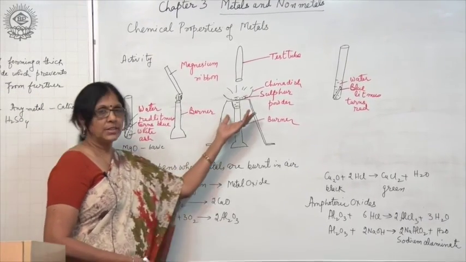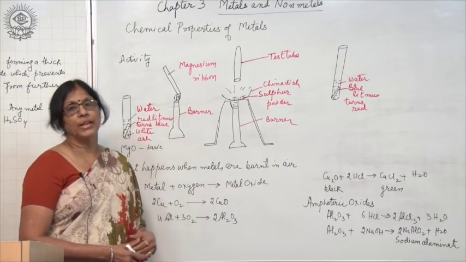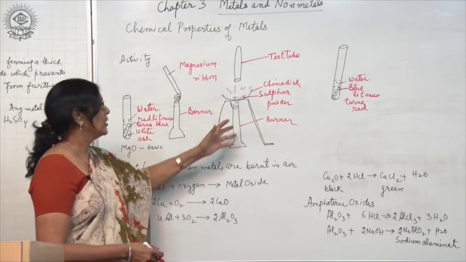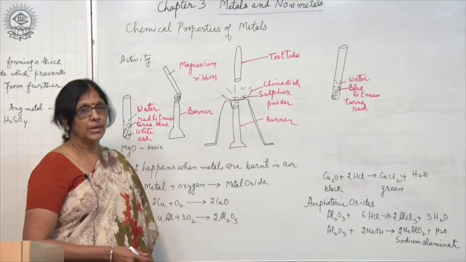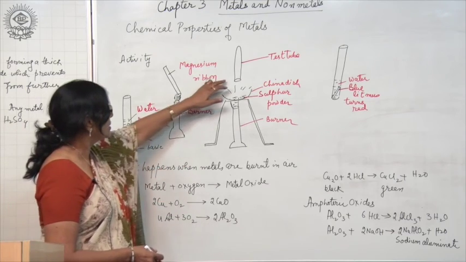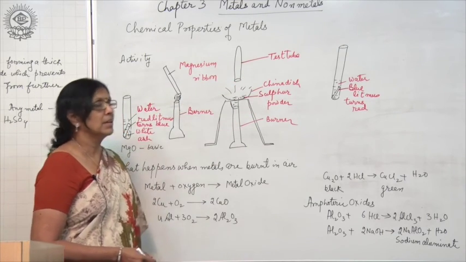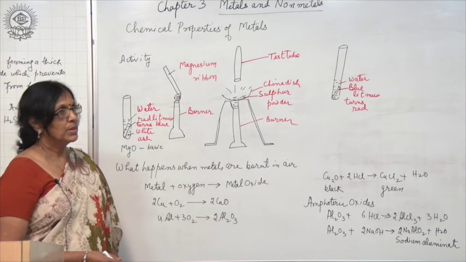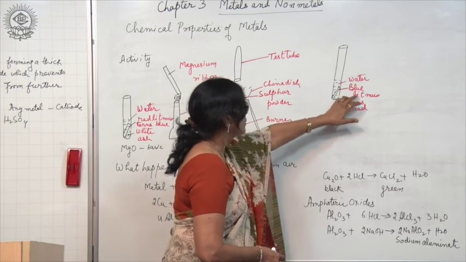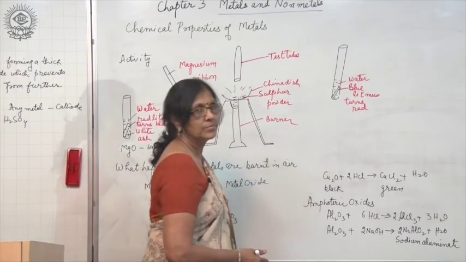Another activity by taking a non-metal can be performed, like sulfur powder taken in a china dish and heated over a Bunsen burner. Some gas is evolved, and when this gas is collected by bringing an inverted test tube and then dissolved in water, it is found that it turns blue litmus to red in color.